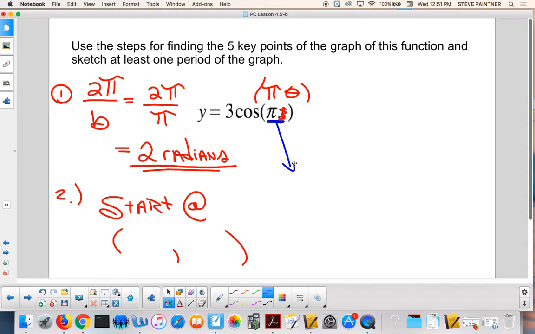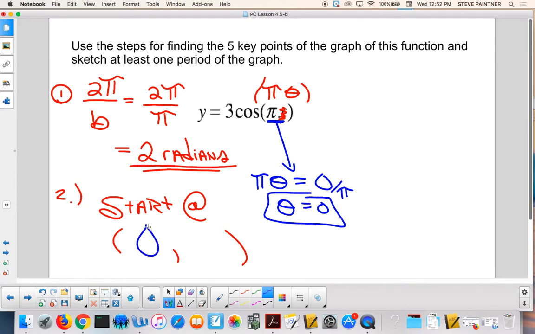Here's 0. That's 1, 0, right? Radius is 1. That's 1, 0. What's cosine of 0? 1. It's the x value. Okay, just make that number 0, guys. So go like this. When will pi times theta equal 0? Divide by what? Divide by pi, and you get what? Oh, so if I start at 0 radians, I'll get my answer.